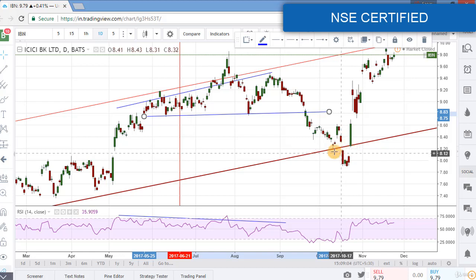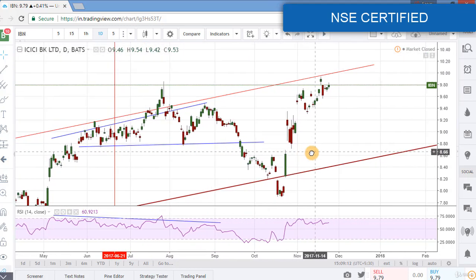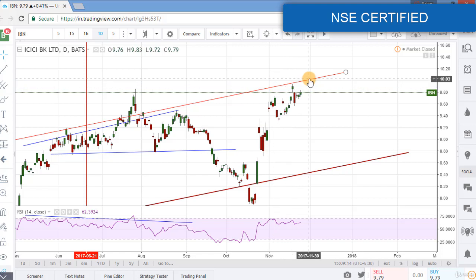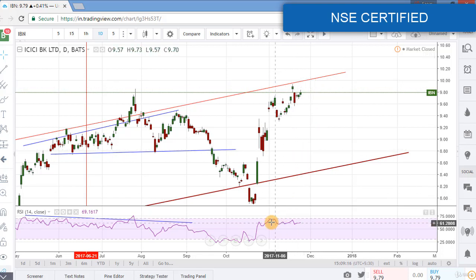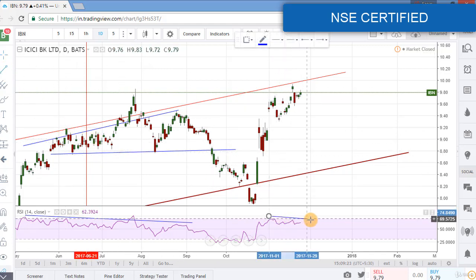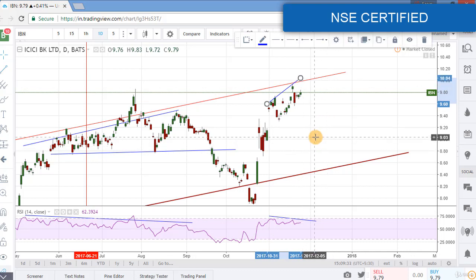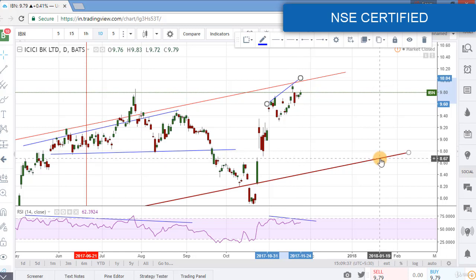So this was our ultimate buying position. This was not the buying position and this was our buying position. Now the stock is again moving near this resistance lines and we are getting a negative divergence here. Again we are getting a negative divergence. This is the negative divergence. So we will not buy here. Again, when it will touch the lower trend line, that is a support line, we can buy this stock.